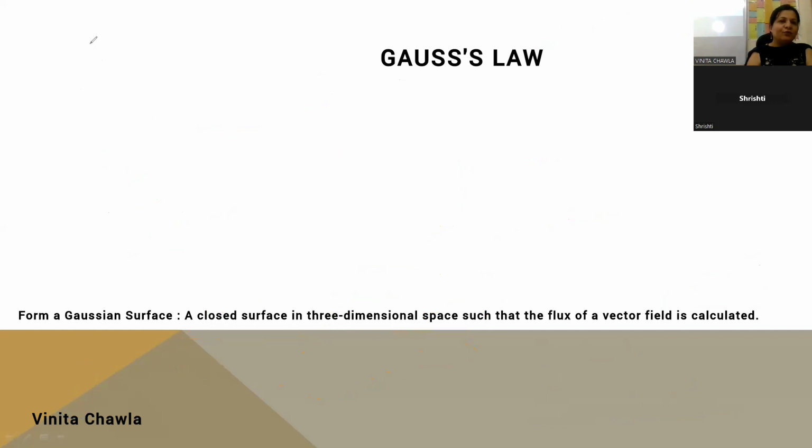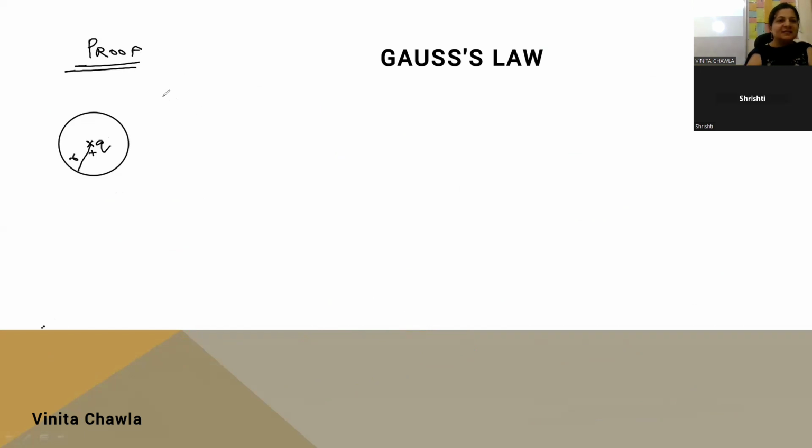Next, we have the proof of Gauss law. So consider a charge Q. Now tell me the Gaussian surface. Spherical. Gaussian surface should be spherical. Okay. Next, you tell me the value of electric field intensity on the surface. What should be the value of electric field intensity of any charge plus Q at a distance R from it?